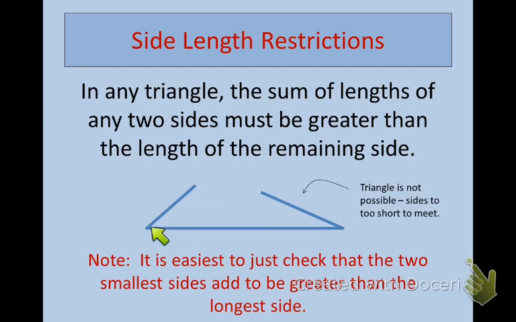Even if they add up to be exactly equal to this side, what that would mean is that they hinge down to land exactly on the line, but still don't form a triangle. So what we really need is for these two sides to add together to be longer than the third side, so that they end up hinging up on each other and forming a triangle. Otherwise, there won't be one. So it's easiest just to check to see if the two smallest sides add to be greater than the longest side. Notice this does not say greater than or equal to, but strictly greater than the longest side.